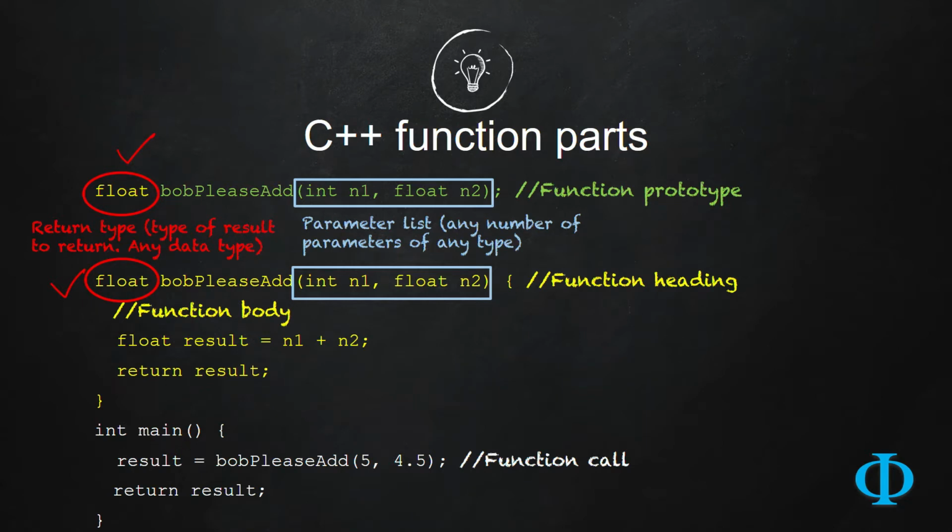For example, in the example that we have used in the couple of videos before, we have returned a floating point number as a result. And since we are returning a floating point number, we have specified the return type as float in both the function prototype as well as in the function heading line.